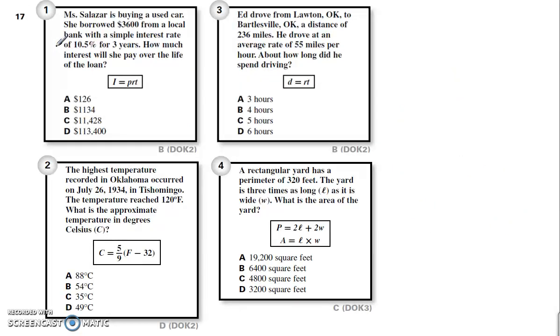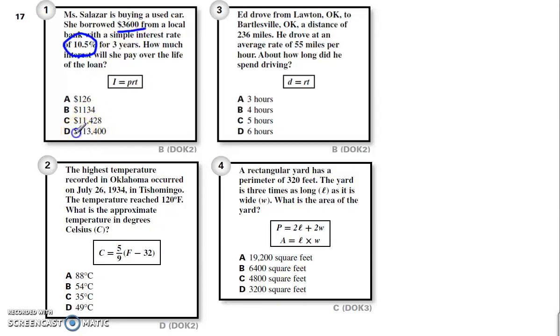Oh, page 18, page 17. She's buying a used car. Now this one, you can use some common sense. Okay? What's 10% of 3,600? Well, 360 times 3 is around $1,000.